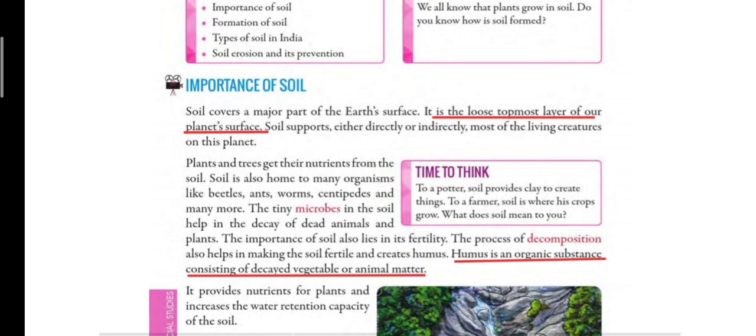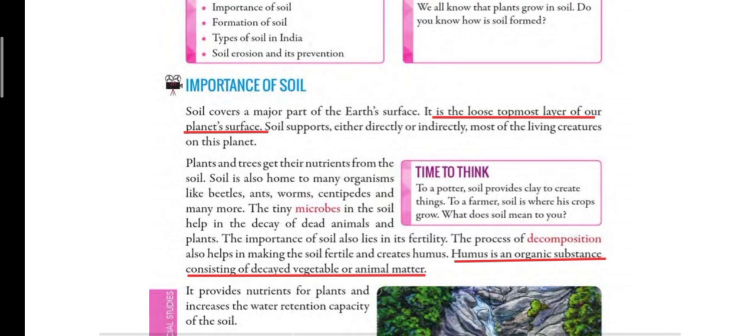So microbes, children, are very small, tiny microorganisms like bacteria, which we cannot see with our eyes. We need to watch them under the microscope. Then only will we be able to see such small microorganisms. So soil has these tiny microbes called bacteria, which help in the decay of dead animals and plants.